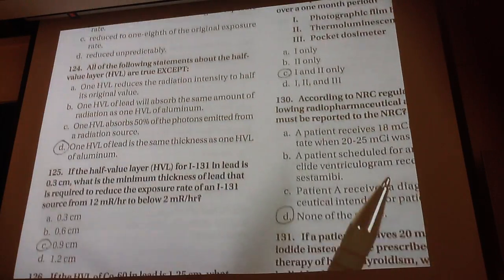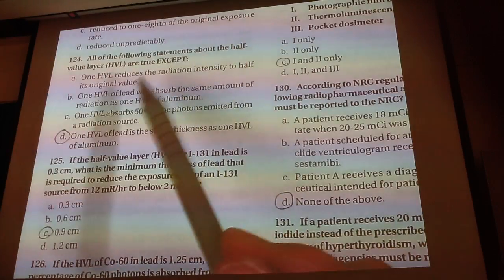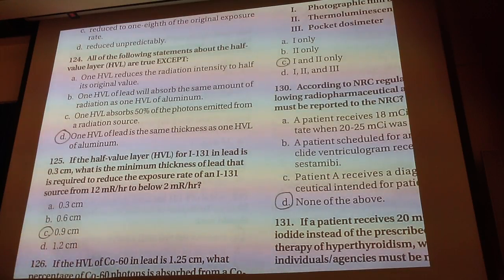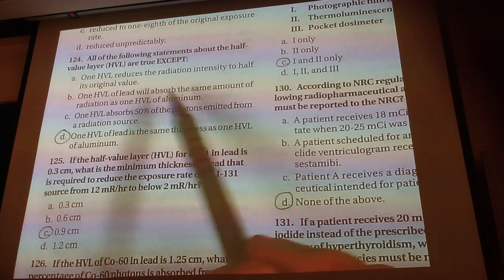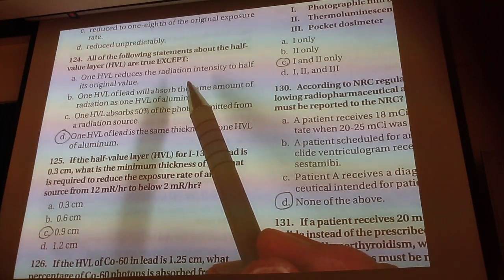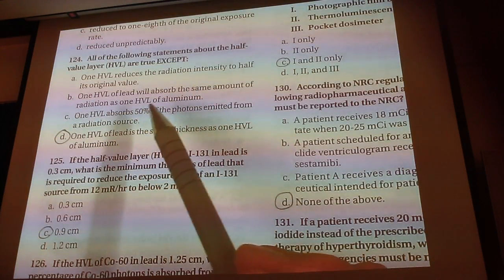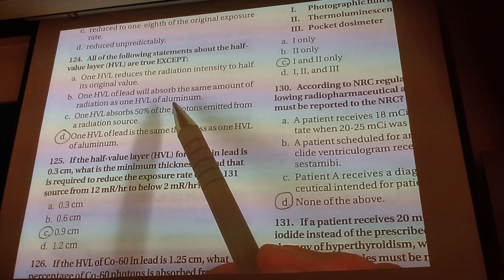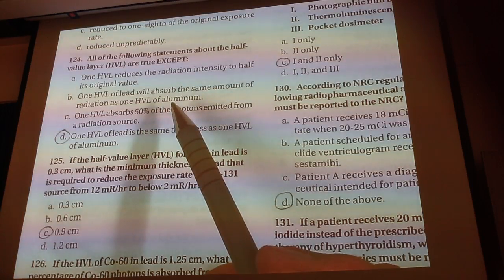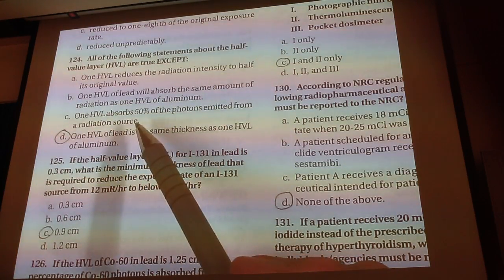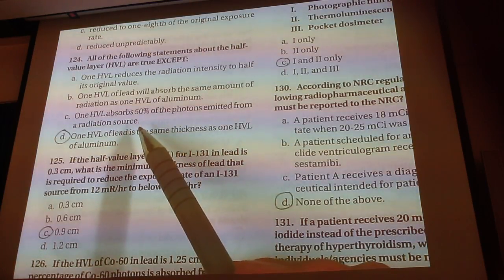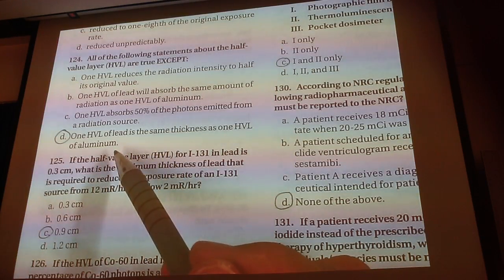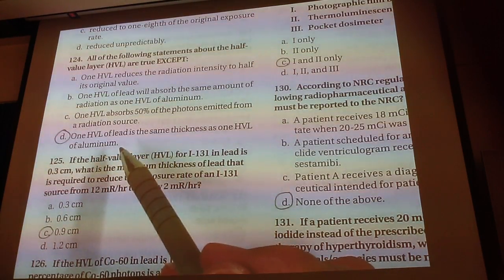Now, good question here. All of the following statements about half value layer are true except: it reduces the intensity to half the original value. A half value layer of lead will absorb the same amount of radiation as a half value layer of aluminum. That's true, just the aluminum will be much thicker, right? A half value layer absorbs 50% of the photons emitted from the source. That's true. A half value layer of lead is the same thickness as a half value layer of aluminum. No, that's false.